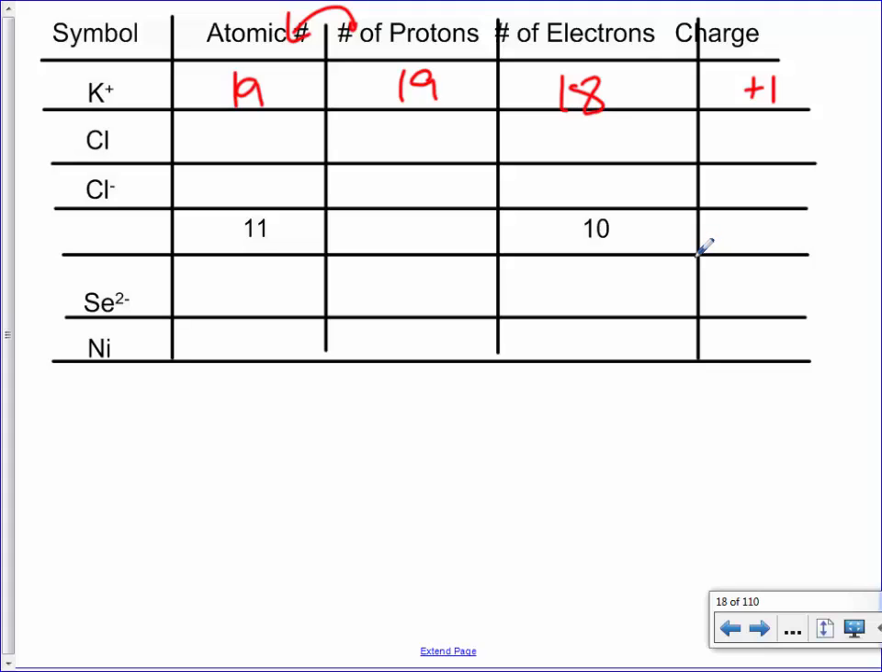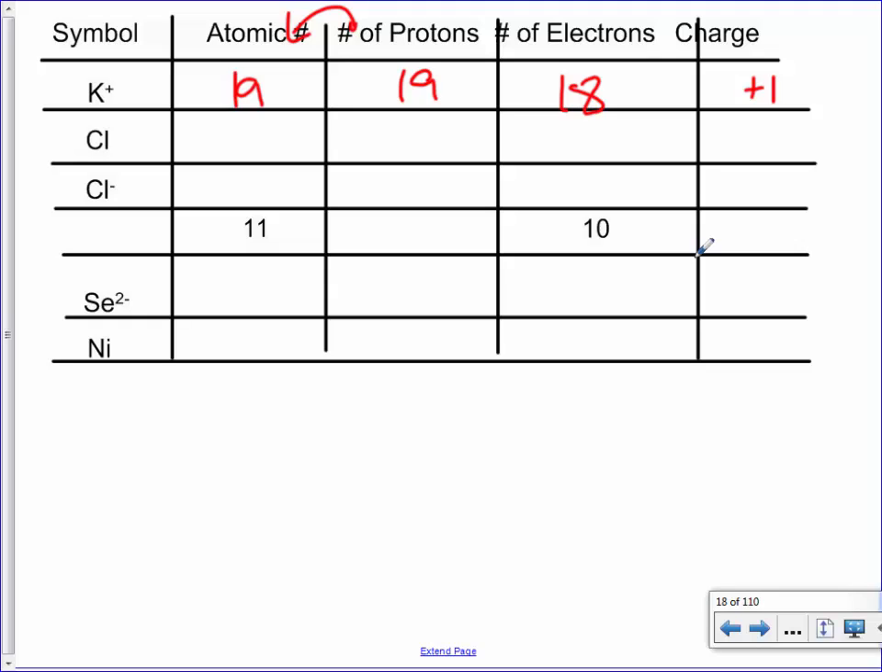It lost one to get down to 18, which means it has a charge of +1. 18 is very common. 18 is because the first orbital had 2 electrons, the next one had 8, so 2 plus 8 is 10, and the next one also has 8. So 2 plus 8 plus 8 actually gives you 18, and 18 is a very stable number of electrons.